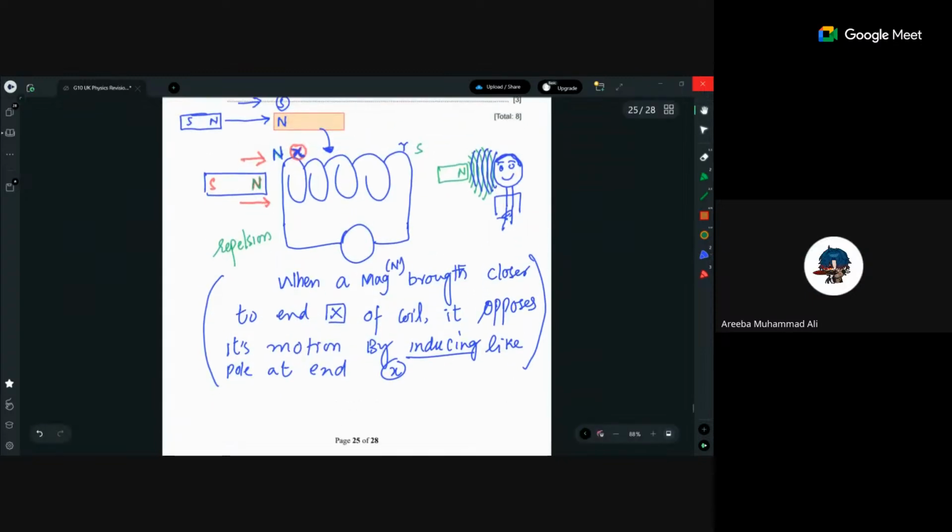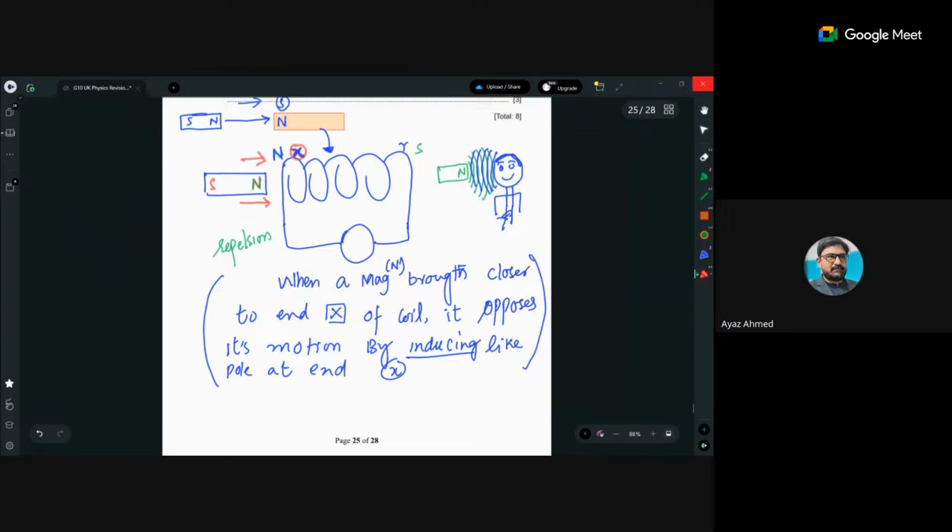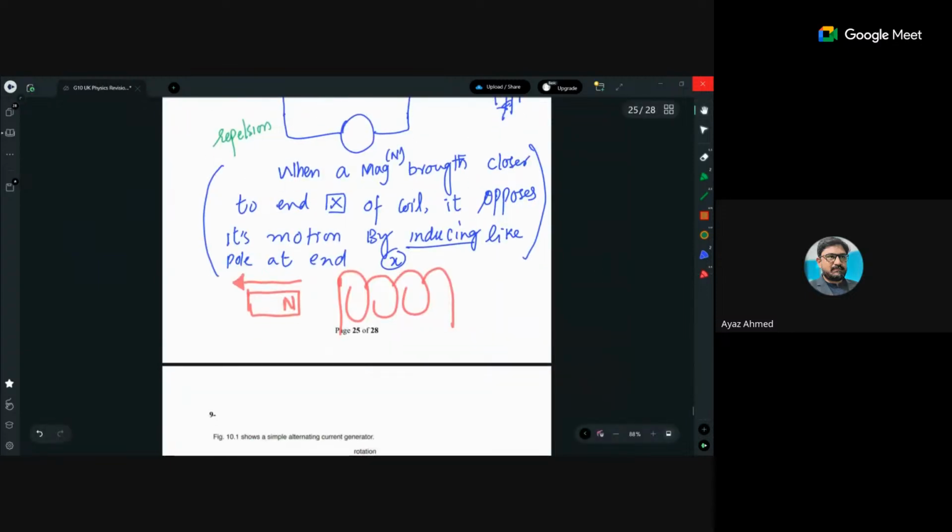I think so, sir. I think mainly the most confusing part is the inducing from the end. नहीं, inducing का मतलब ये हुआ कि at the end x temporarily it is causing a north pole. Now go back to the mechanism. The north is moving away, right? North is moving away, and this coil is going to stop it because this is the behavior of the coil.